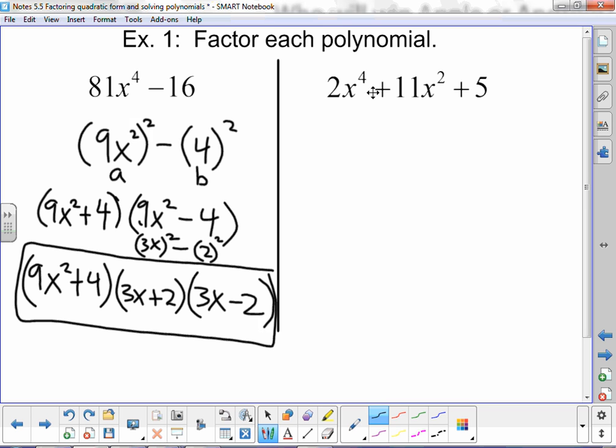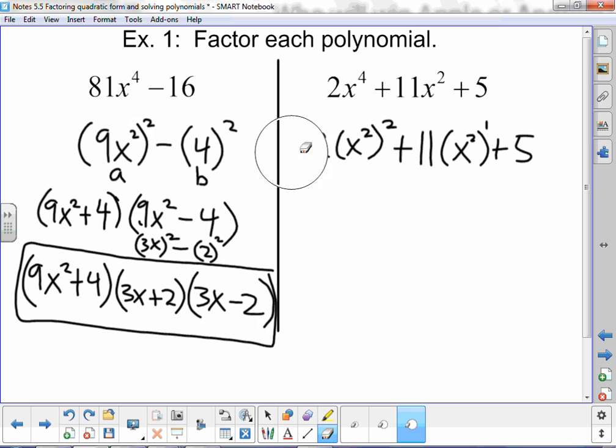Okay, this one. So first off, let's try to see if we can make it into some type of quadratic form. Front and back are not perfect squares, so I can't do any type of patterns here. Nothing comes out of the entire thing. So what I'm going to do is look at this and try to turn it into a quadratic form. 2 is not a perfect square, so I'm just going to leave 2 alone. X to the fourth, I can turn that into a squared, but not like that. So x squared squared plus 11, and then you're going to have something to the first power, and that's going to be the x squared plus a 5. Okay, so that's how you would write that.